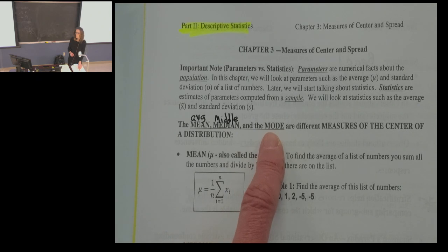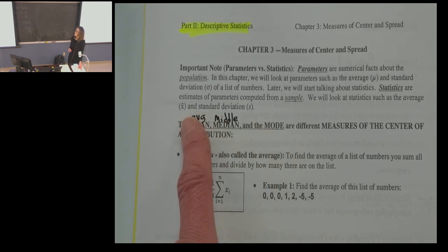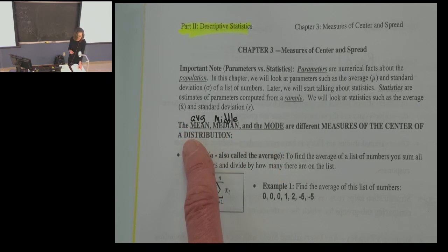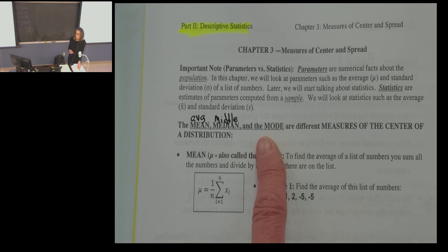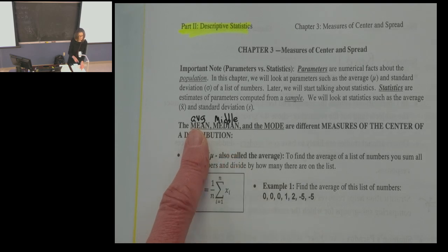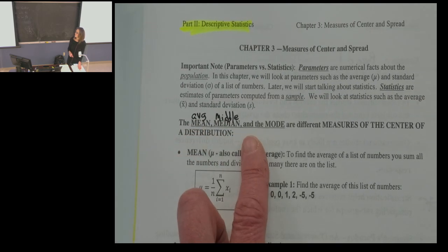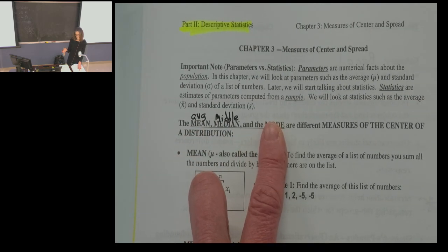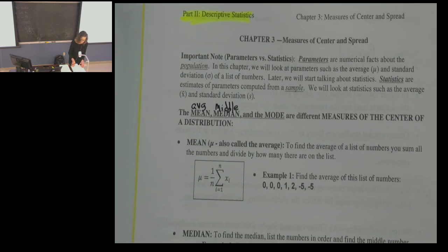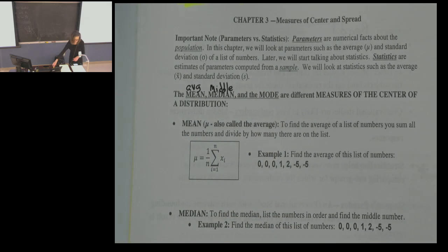And the mode, which is the most common number. And those are on the list. And those are three different measures of the center. The mean and the median are used the most. The mode is rarely going to be talked about, okay? So the mean, also called the average.